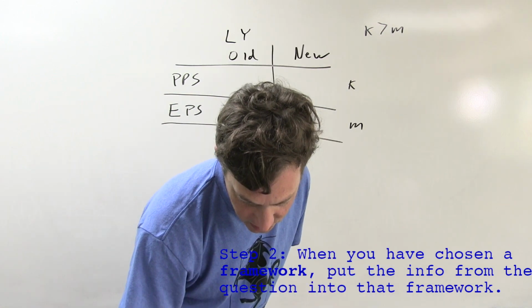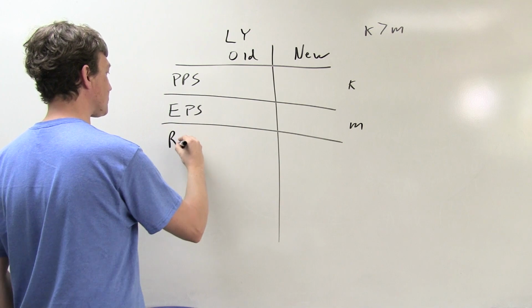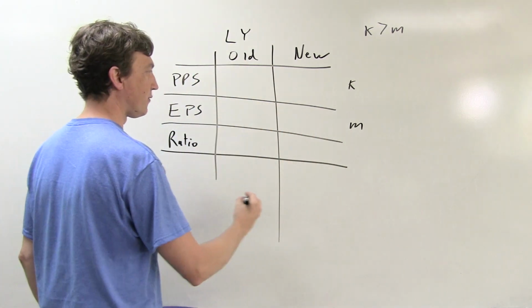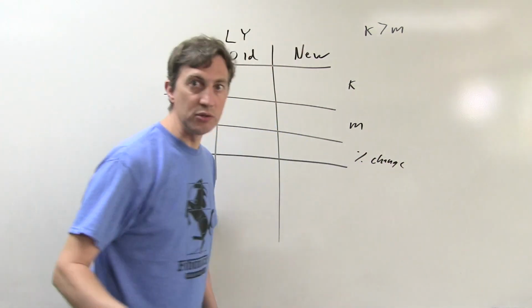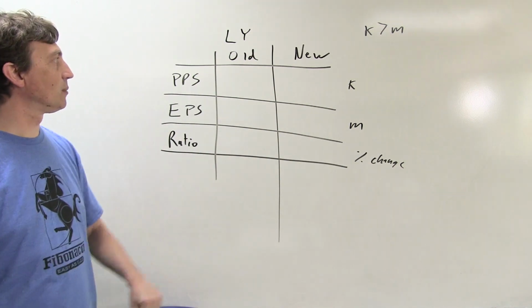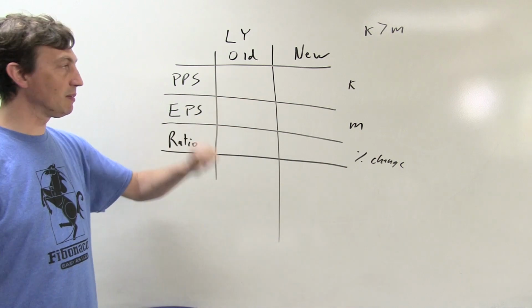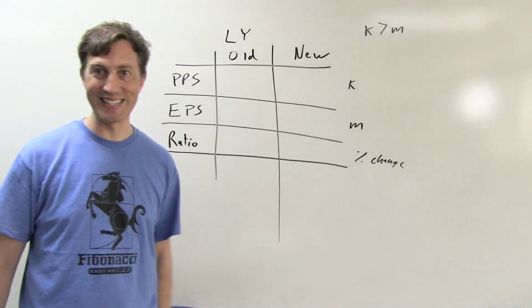By what percent did the ratio change? Okay, so I've got price per share, earnings per share. I also need to know my ratio. So that all goes into my table, and I'm looking for a percent change. Note the two steps I've been through already. I read the problem, I thought, oh, this is a table. I figured out what goes in the table and just labeled it, but my table's completely empty still. Only now I'm going to start putting things into that table.